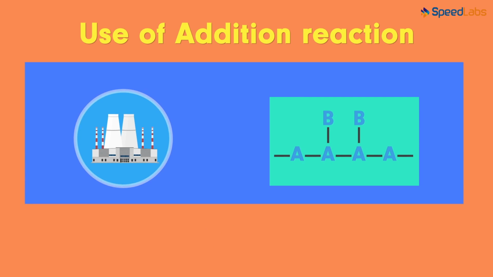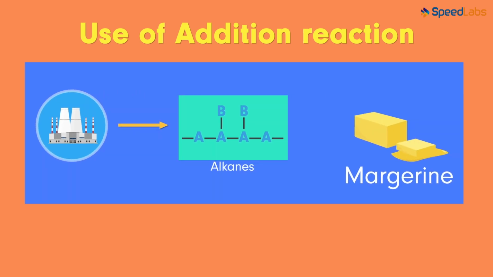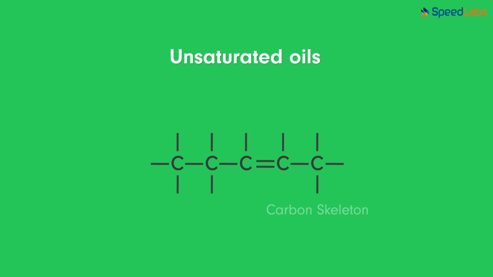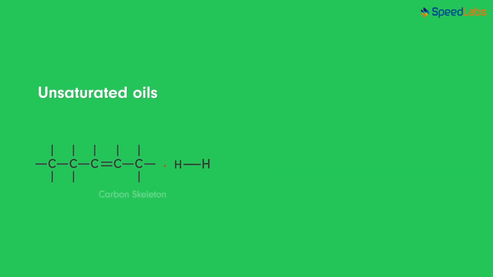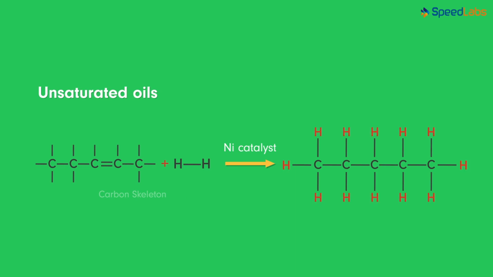Industrial applications of this reaction lead to the production of alkanes that have great commercial value. For example, margarine that is used widely as a substitute for butter is obtained by this process. That's correct. Unsaturated oils are processed in industries and they are treated with hydrogen in the presence of a catalyst like nickel. As a result, the double or triple bonds break and the carbon atoms become available for forming bonds with the hydrogen atoms. This gives us the corresponding saturated hydrocarbon.